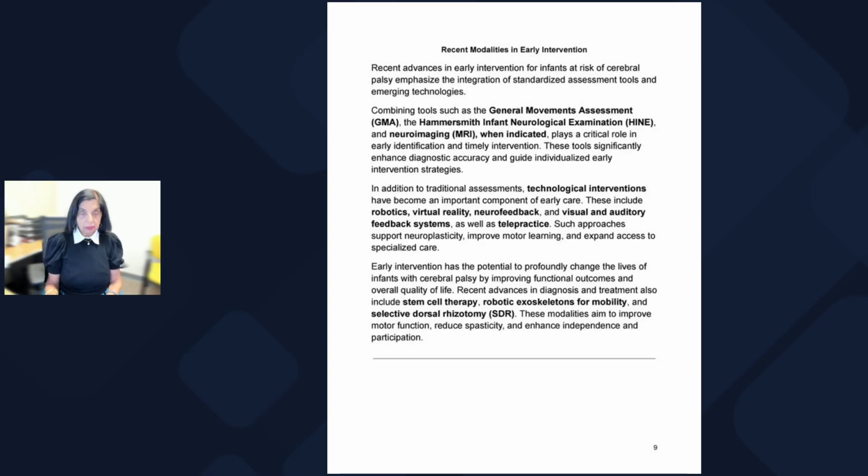most of these things have been reported in journals in Australia, Britain, American Pediatrics, AMA, and more. And all of these are included in my bibliography. These modalities aim to improve motor function, reduce spasticity, and enhance independence and participation.